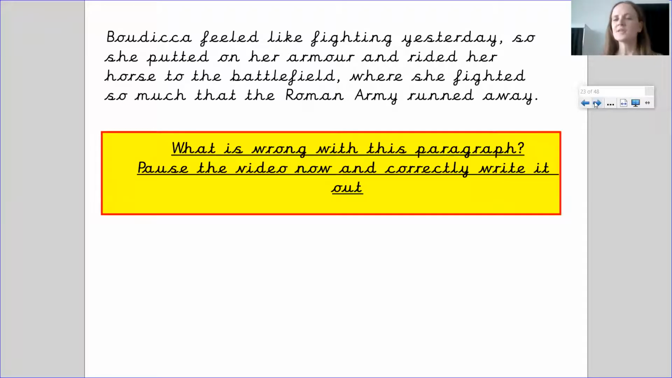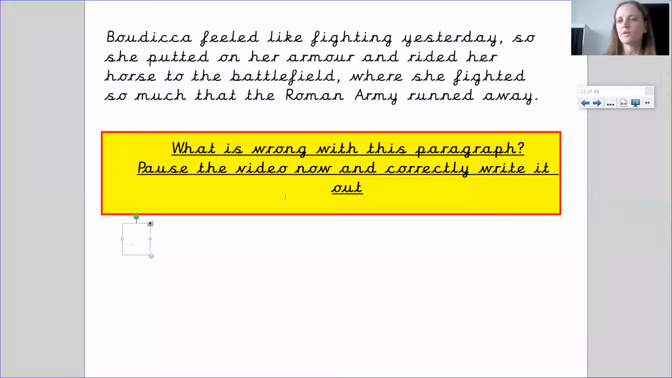So I want you to have a look at this paragraph and pause the video now, and I want you to correctly write it out. It is written incorrectly. So the tense that it is written in, it is written in the past tense, but the words that we've used are incorrect. So pause the video now and see if you can correct it.